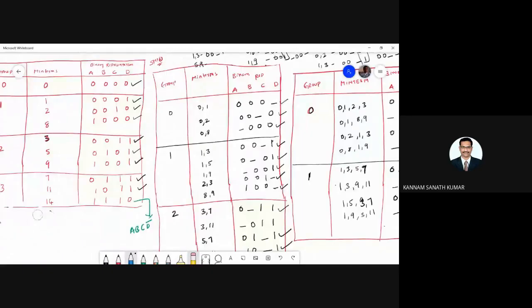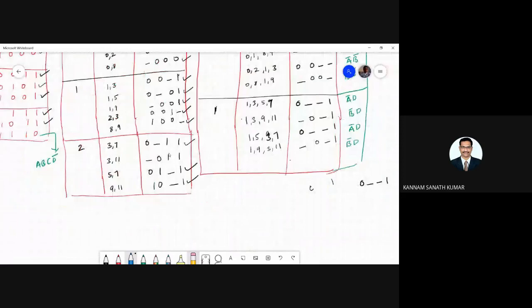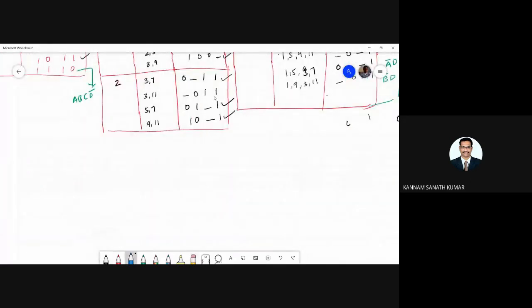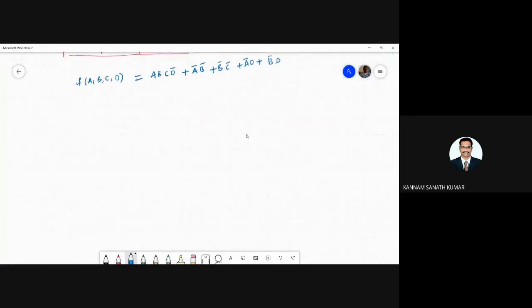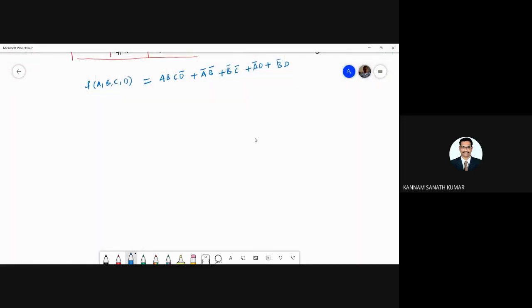So I drew these three tables and I got the function. If you write the function, what will you get? f of a comma b comma c comma d equals a b c d bar, that is 14, plus a bar b bar plus b bar c bar plus a bar d plus b bar d. Now what you should do? You should draw the prime implicant table.